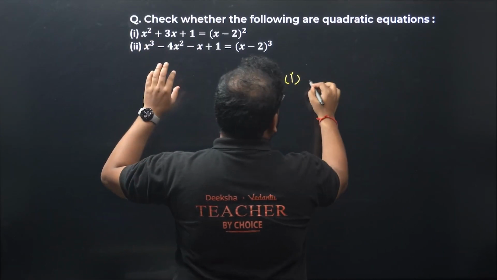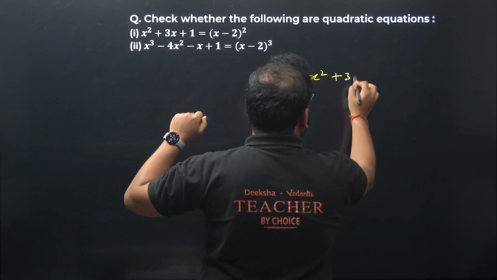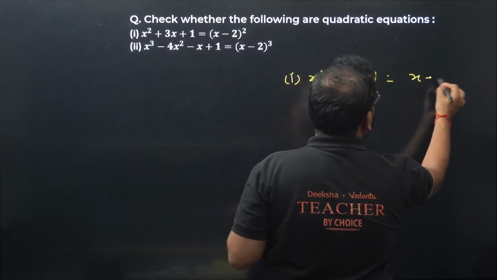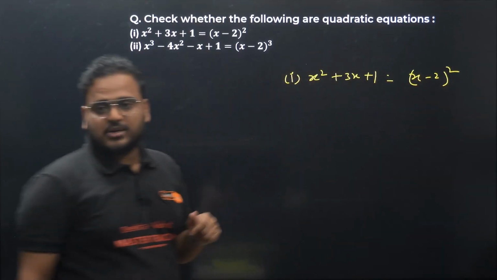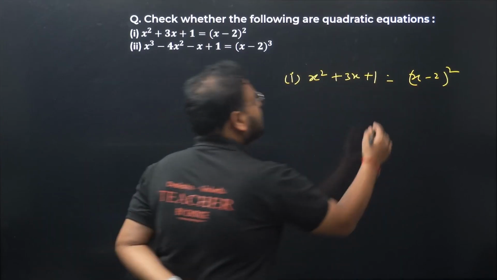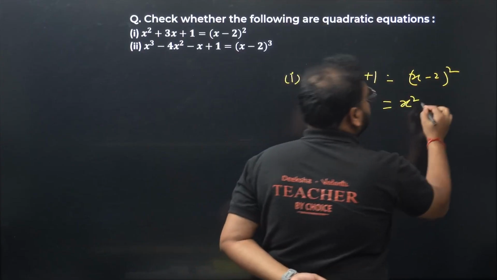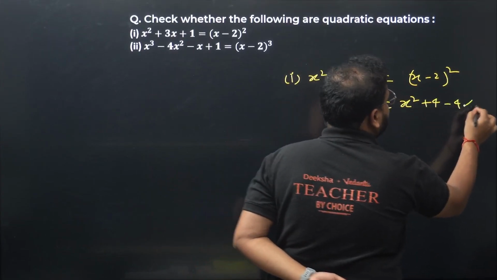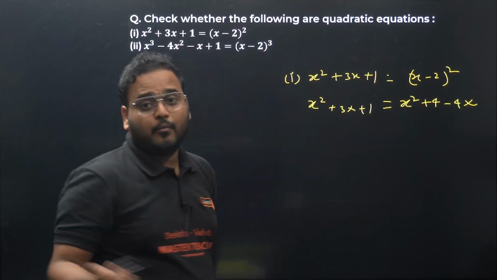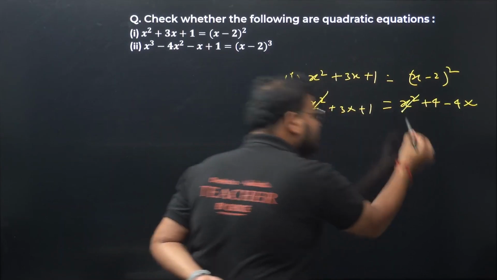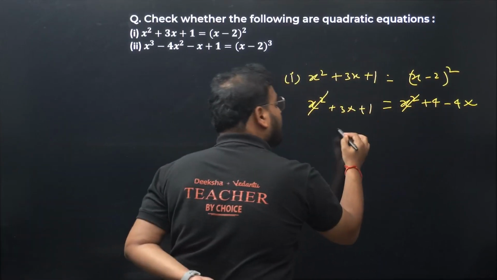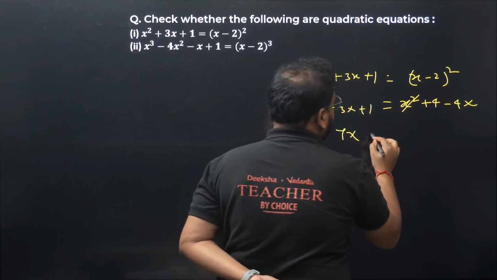The first one has x square plus 3x plus 1, and on the right hand side it has x minus 2 the whole square. That's how you see the equation. Now you can expand this. You can write this as x square plus 4 minus 4x. Then x square plus 3x plus 1. What is happening over here? X square gets cancelled. Minus 4x will come over here. You'll have 7x and you'll have minus 3 equal to 0.